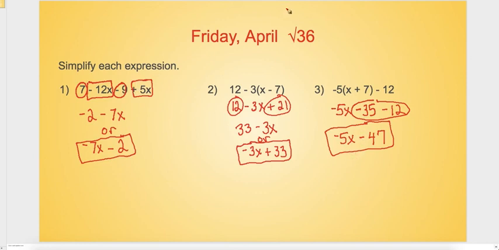Okay, that concludes our review on combining like terms.